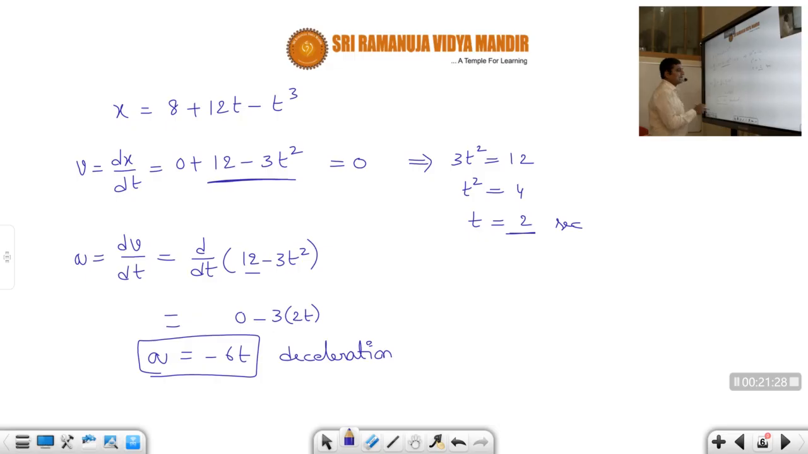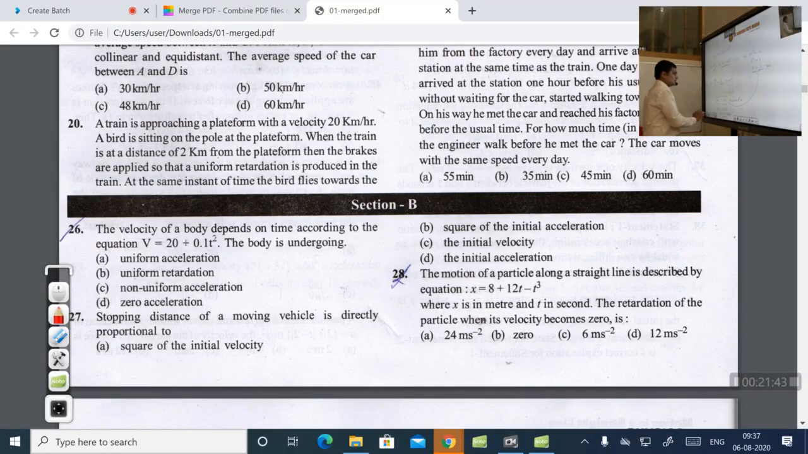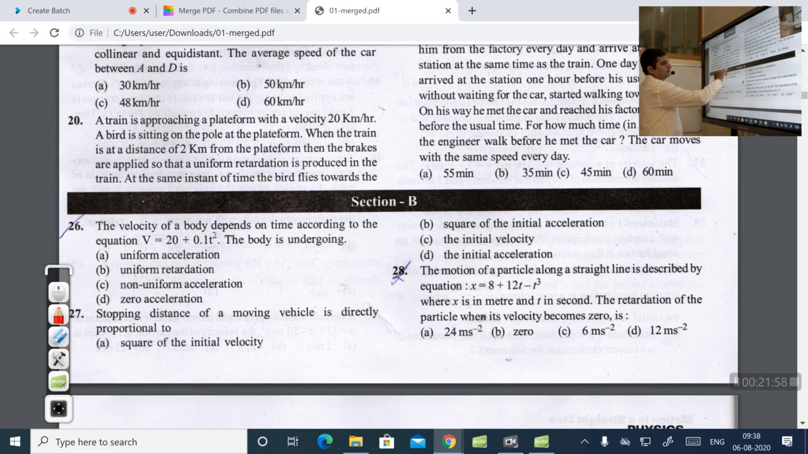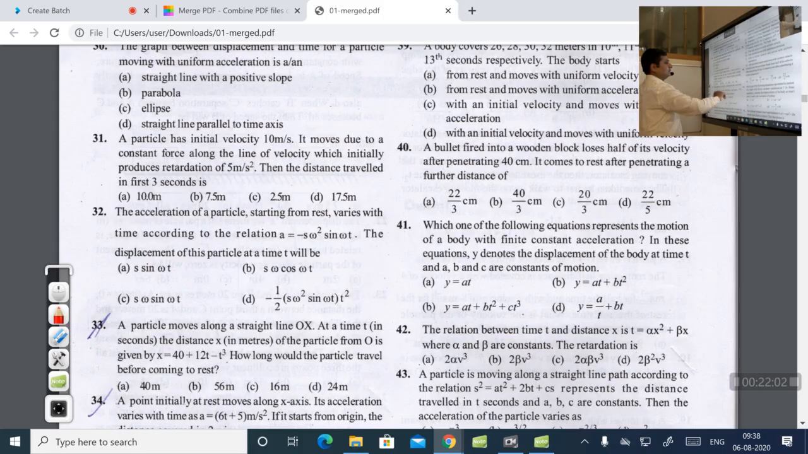Now they are asking this retardation when the velocity is 0, that is at time t equal to 2. So substitute this value here. a is equal to minus 6 times 2, that is equal to minus 12 meter per second square. Okay, students, I hope you understood. Minus indicates negative acceleration or retardation. In the options only the magnitude is given. These are all based on whatever we have done until now, and some problems we have solved in the class also.